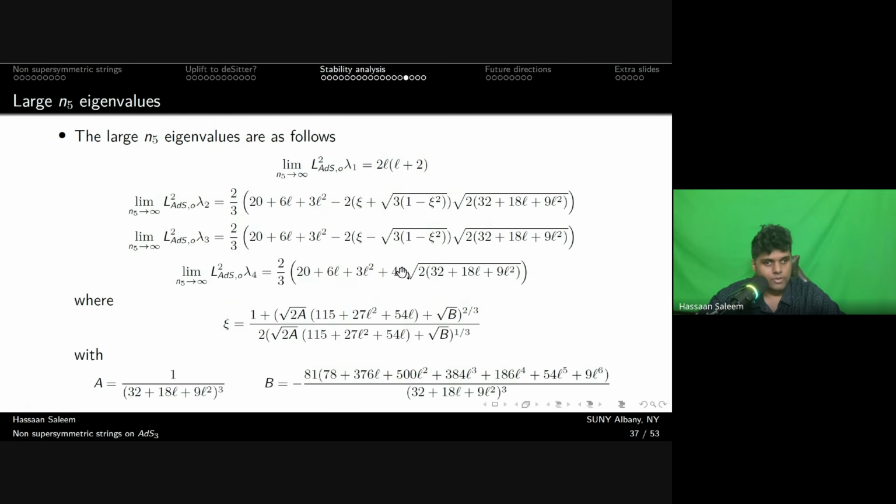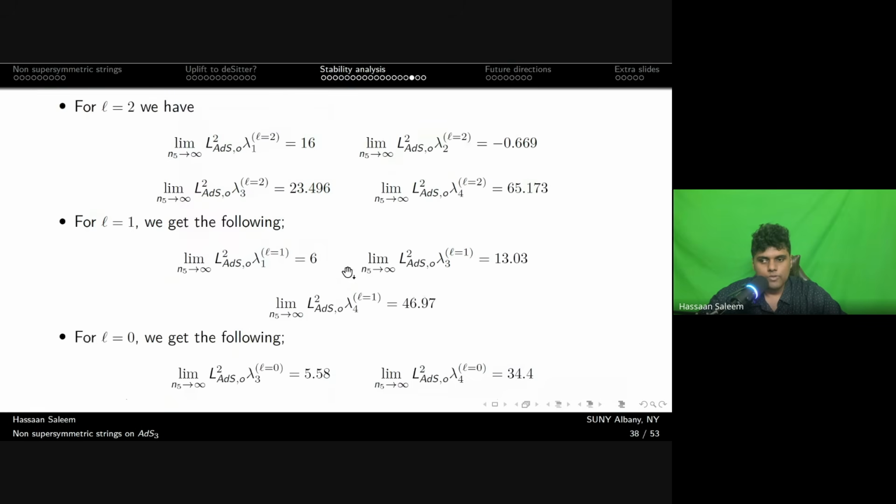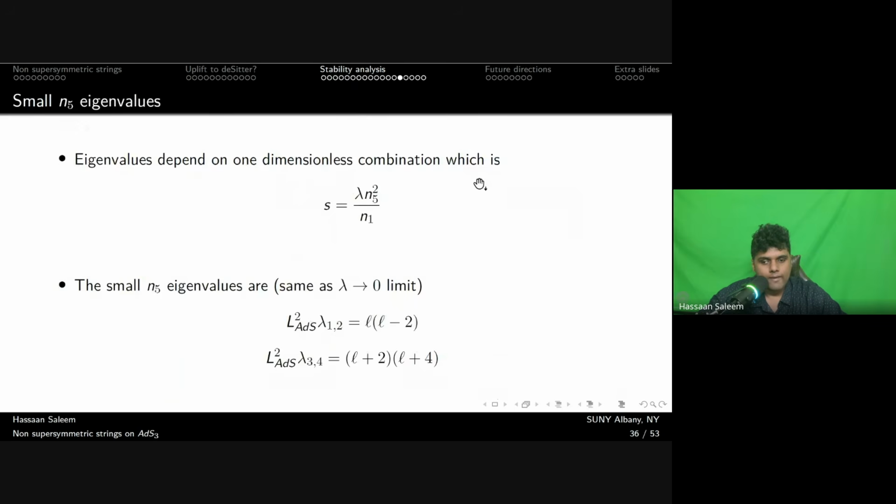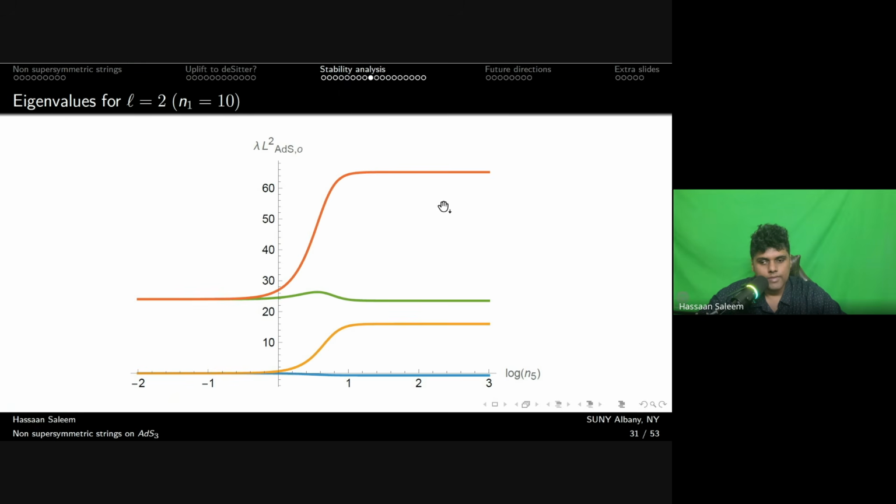You can write down what these four eigenvalues will go to when n1 is small or n5 is big, same thing. And these four expressions come out. These expressions are given in terms of some other parameters called xi, a, and b, and they are given in terms of L. So they are not very beautiful. They're just messy, but you can calculate them. So let's see if we have an agreement with the numerical results. For L equals 2, you can write down the four eigenvalues, and they turn out to be 16 and 65 and 23. So if we go back to L equals 2, you can see that, yeah, 64, 16 here and 35.